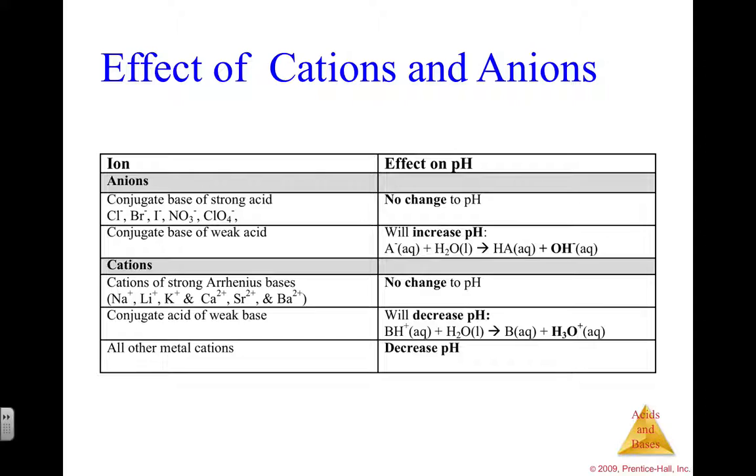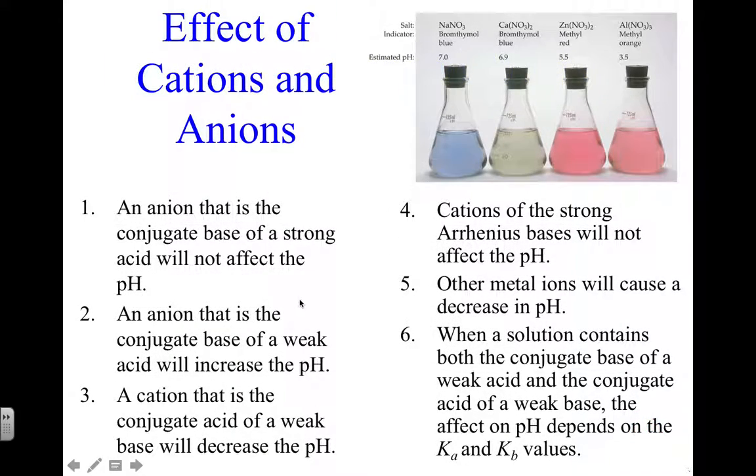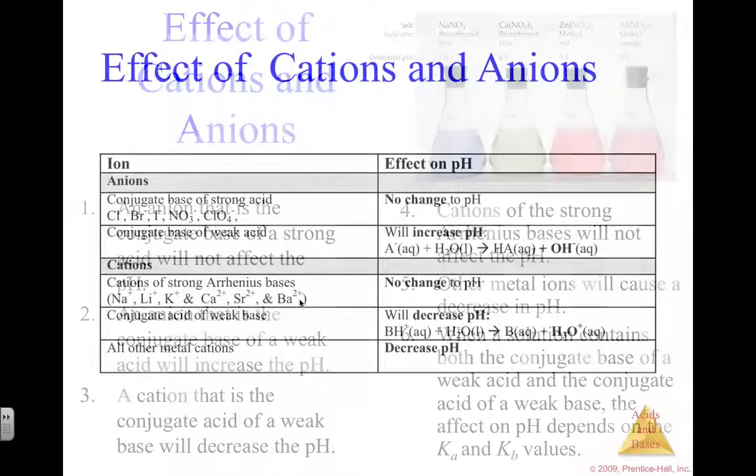Okay, those same 6 points I put together in a different chart, so you have 2 different ways of looking at it, and this is in your study guide. So I categorized it based on if it's either an anion or a cation and how it's going to change the pH. So again, the points we're going to go over right here are the exact same points from the previous slide, just in a different format.